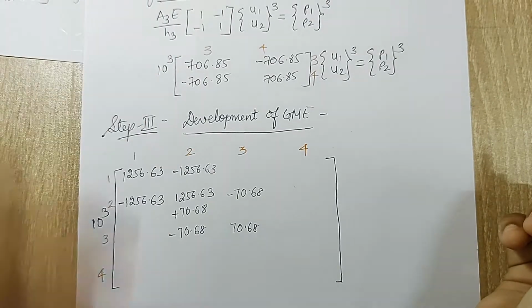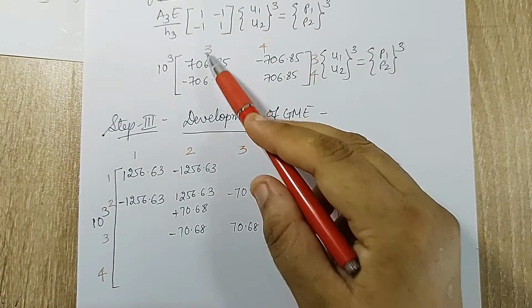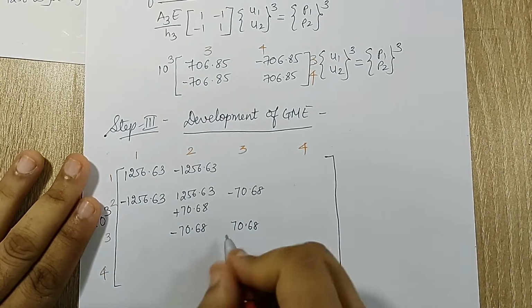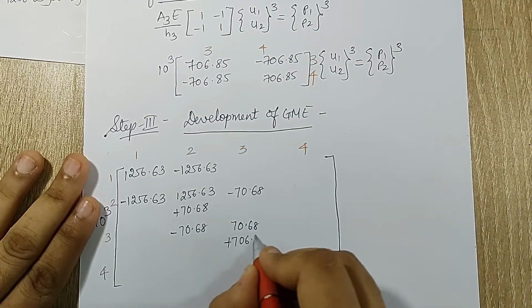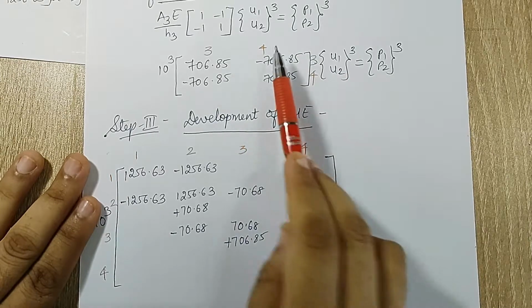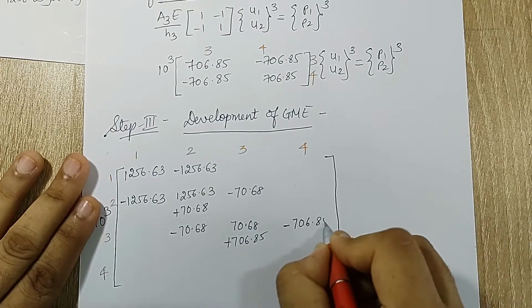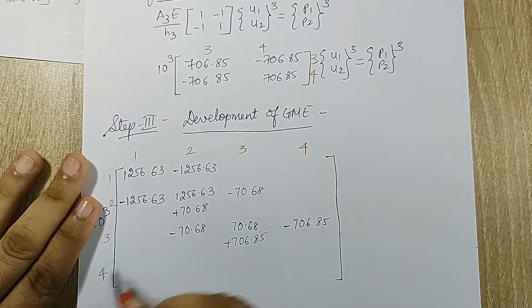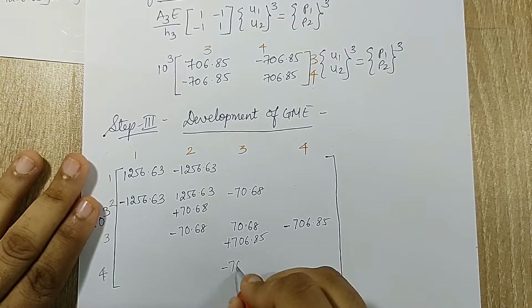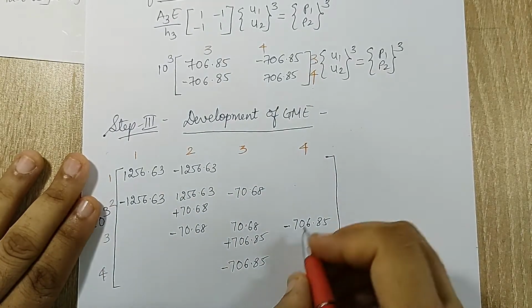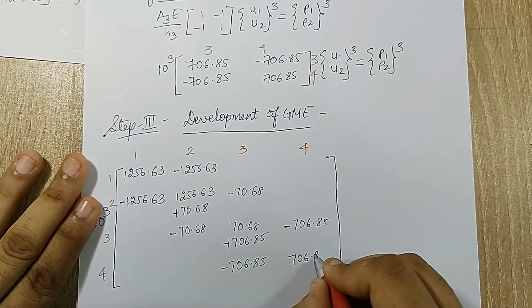And here if I observe, I have again 3, 3 as 706.85. So 3, 3 is here. So I'll write down plus 706.85. 3, 4. 3, 4 is minus 706.85. 4, 3. Again 4, 3 is here. Minus 706.85. And 4, 4. That is, at this position I have 706.85.